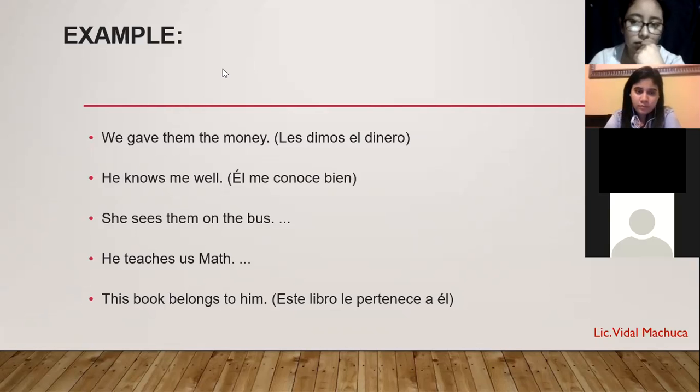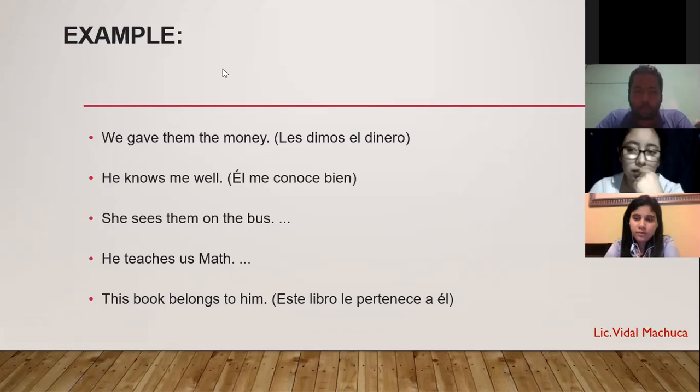¿Me puede prender la cámara, por favor? Can you turn the camera on? Está prendida. Oh, no la veo. Es que no hay luz aquí, la luz es bien fea. Ok.